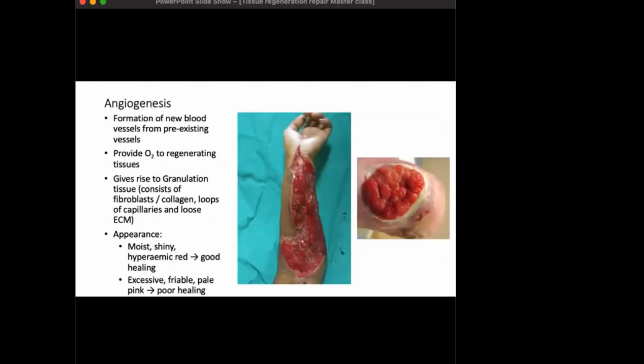Okay, and the other thing that happens during the proliferation is angiogenesis, which is the formation of new blood vessels, which is basically characterized by the formation of granulation tissue. Okay, and then you can see the appearance of this moist, shiny, hyperemic red granulation tissue, which suggests that it's a good wound healing, or it can be pale or friable, which suggests that the process is not very good, or a poor wound healing.